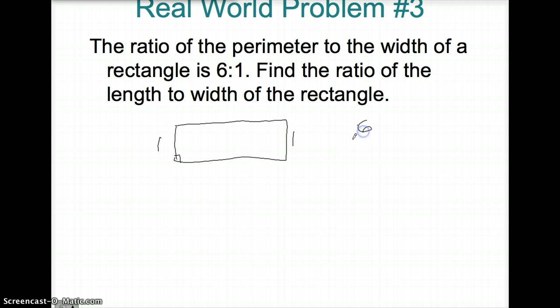So we can do 6 minus 2 from our 2 sides, and that equals 4. And 4 will be the length of this side and the length of this side added together. And so we need to divide this by 2. This equals 2, and this equals 2. So altogether, 1 plus 2 plus 1 plus 2 is 6. So that makes sense for the ratio of the perimeter to the width of the rectangle. This is the width.